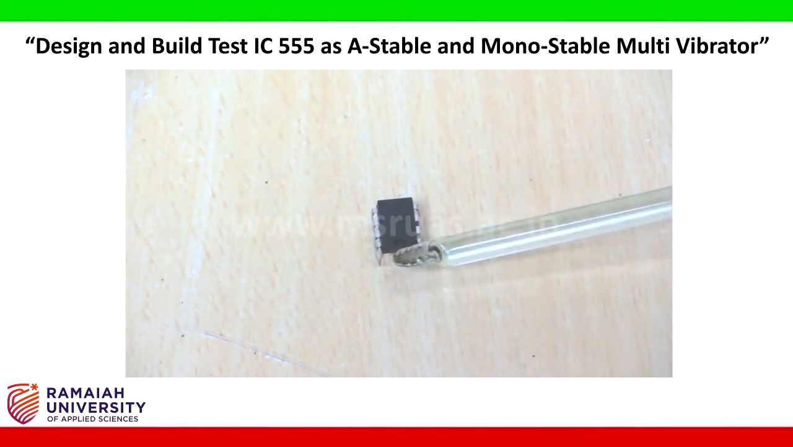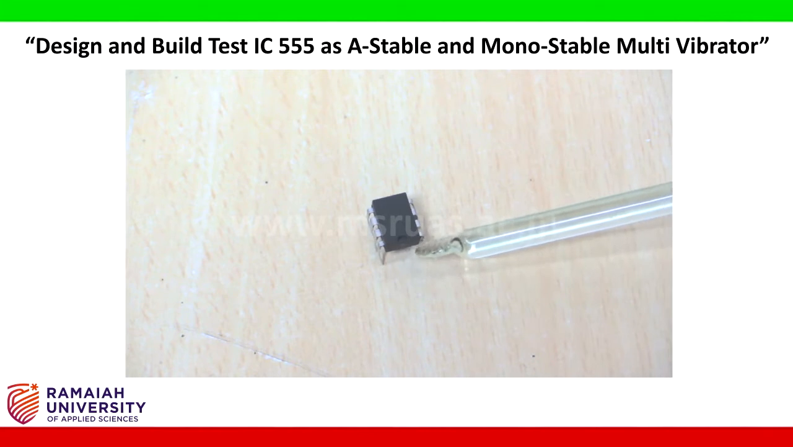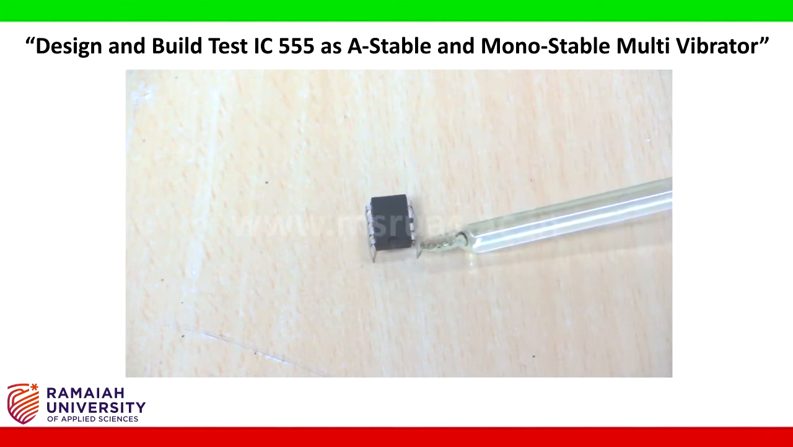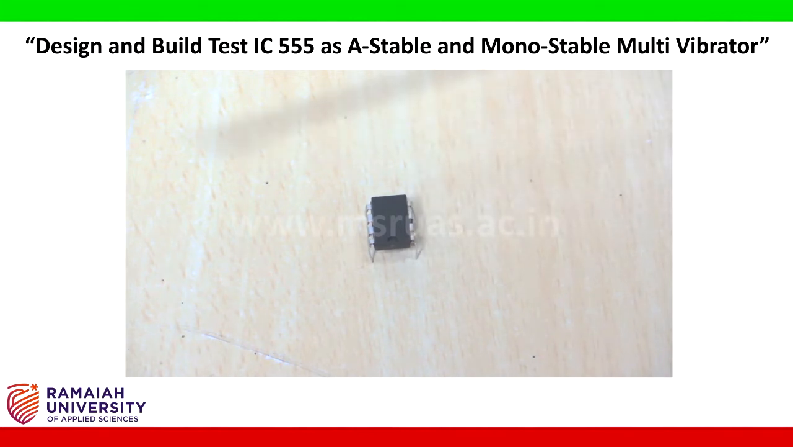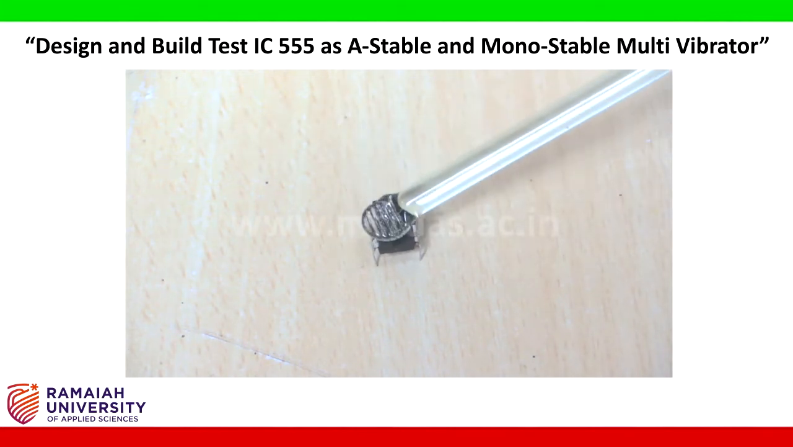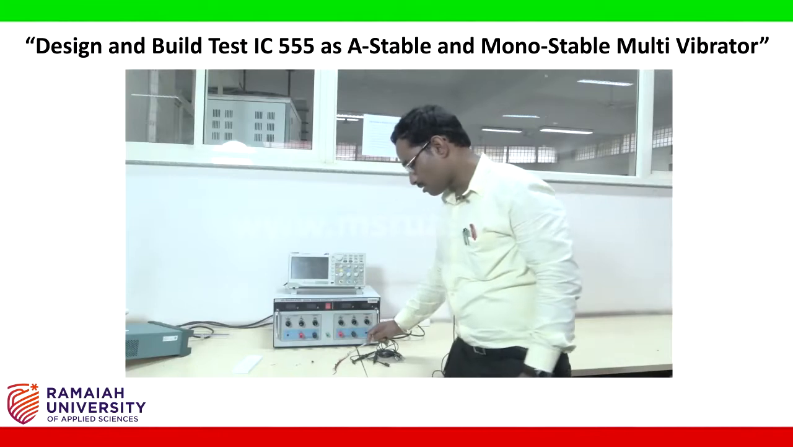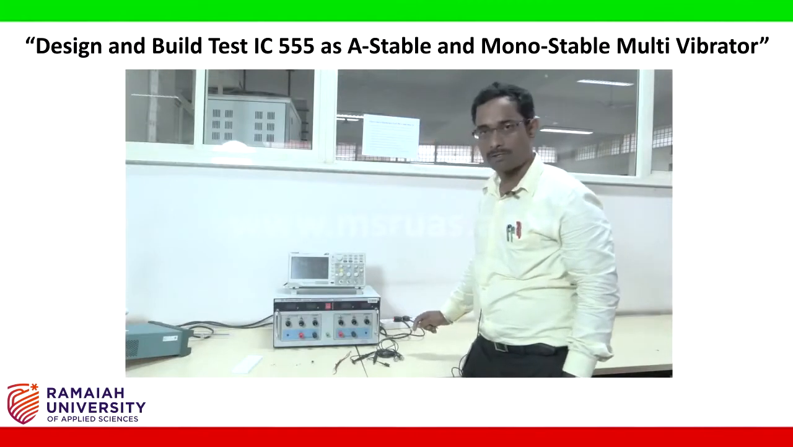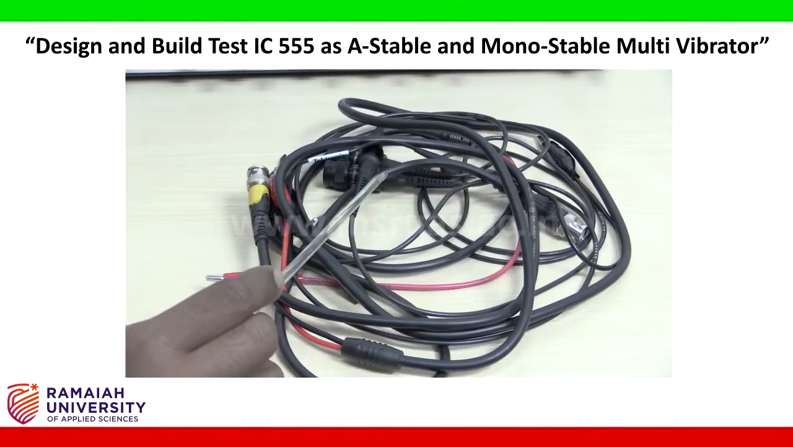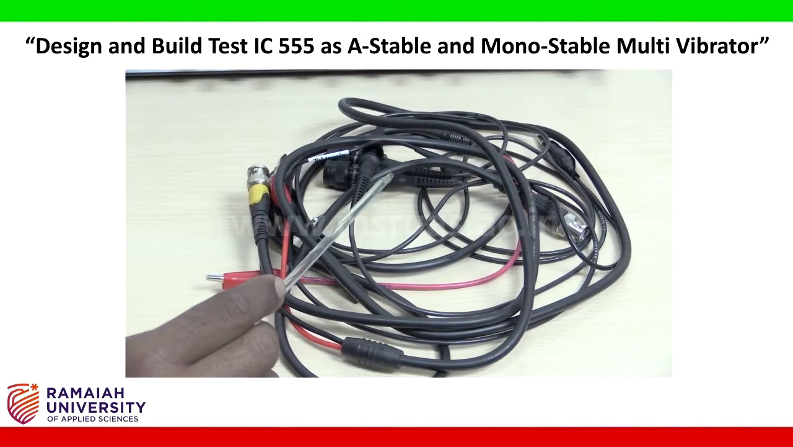This is the notch. From the notch on the left hand side, you need to count the numbers. This is pin number 1, 2, 3, 4 and 5, 6, 7, 8. Connecting wires. These are all the connecting wires to connect the circuit, and patch cords. These are the patch cords that will be used to connect the input and output devices to the circuit.